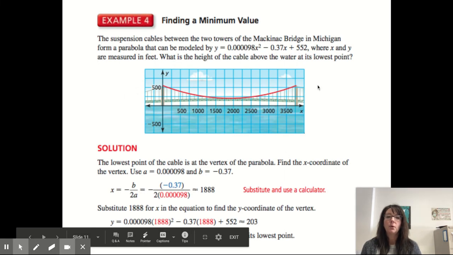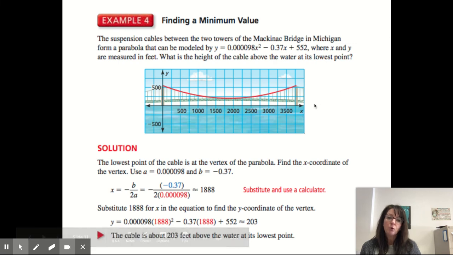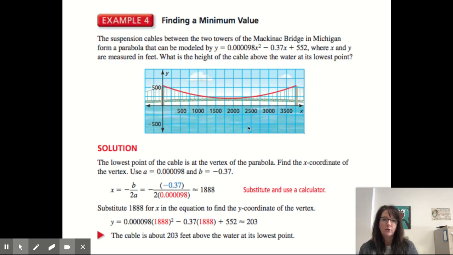All right, now we're going to be working some word problems. So we're going to be doing the same thing, right? But this time it's going to put it in context so you can understand why you are learning how to do this. Well, there are people who have jobs that actually need to know this information. And in this case, it's talking about the suspension cable.